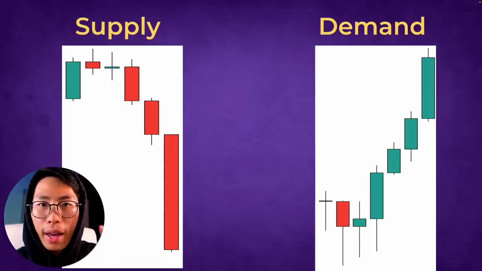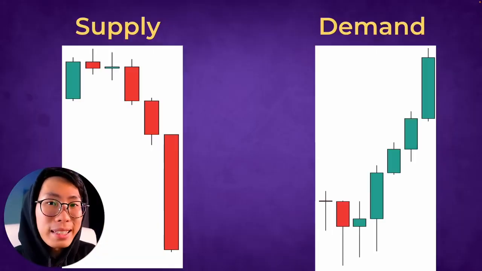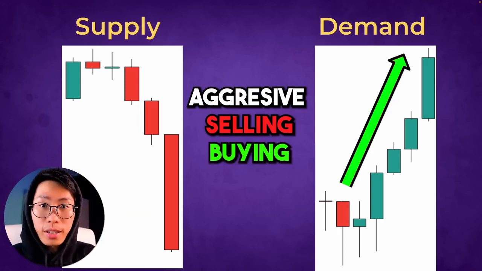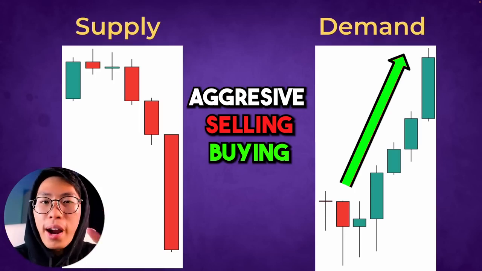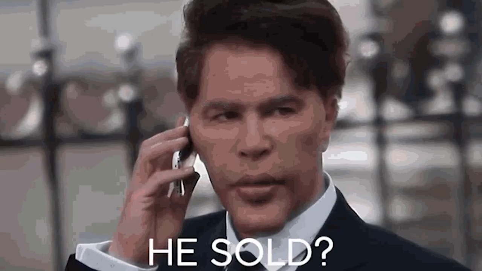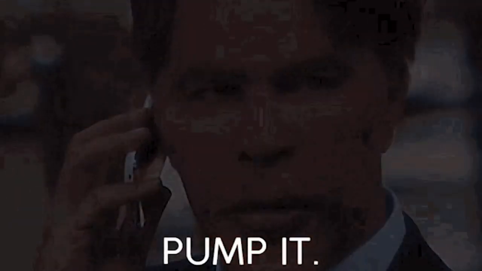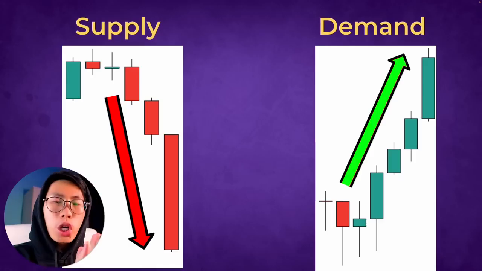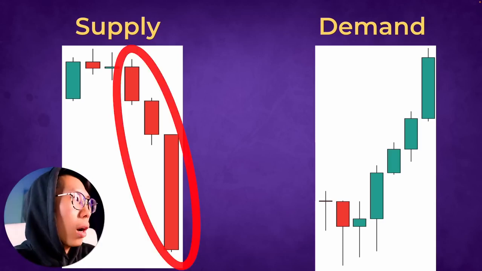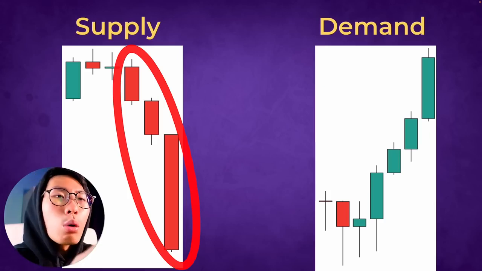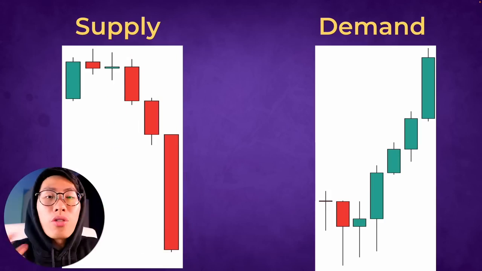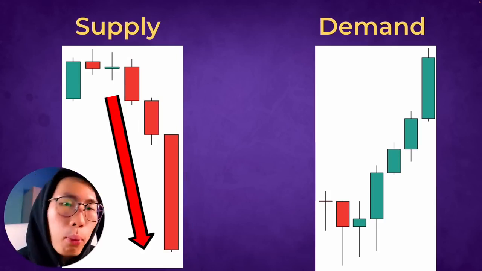So what is supply and demand? Supply and demand is basically aggressive selling and buying. That's it. We want to see aggressive buying and selling because this tells us that all the big boys like big banks and institutions are entering into the market and pushing the market in that direction. I want you to look at these candlesticks right here. Big fat momentum candles tell us that there is a lot of aggressive selling. There is a lot of momentum and volume pushing the price down.